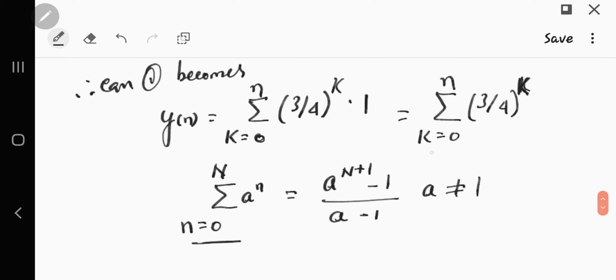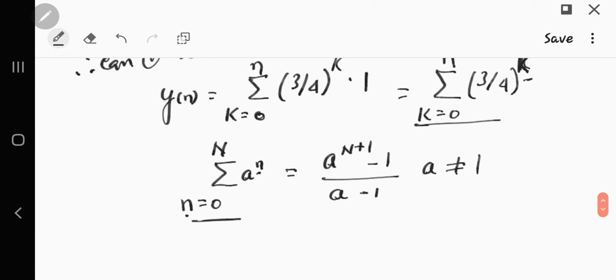Now take this one and compare with this equation. So we have n is equal to 0 to n. Instead we have k is equal to 0 to small letter n. In place of a we have 3 by 4, and this n and this n should be the same. We have same k and k. So comparing these two, we can apply this geometric series expression.